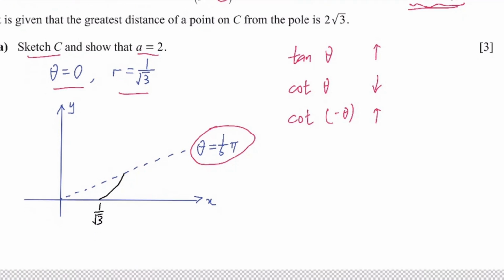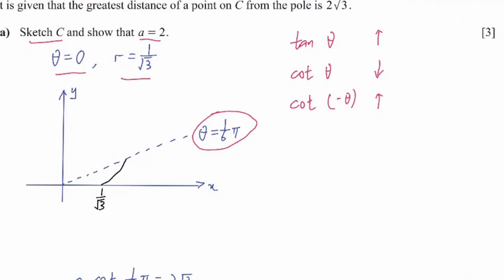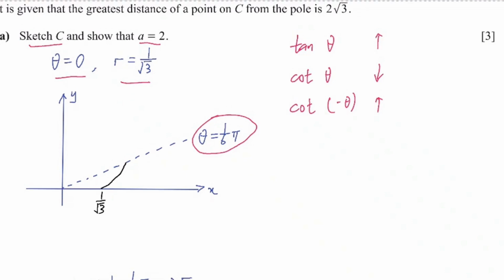Okay, so with that, we will have the graph which looks like this. And then only we show what the A is. The A is a 2. Because they tell us that the greatest distance from the sea to the pole is 2/3.